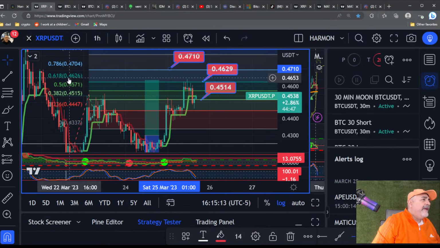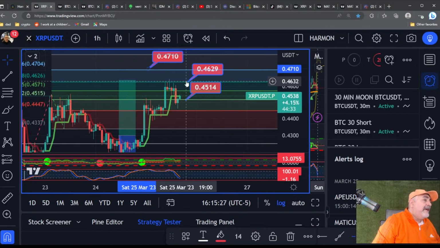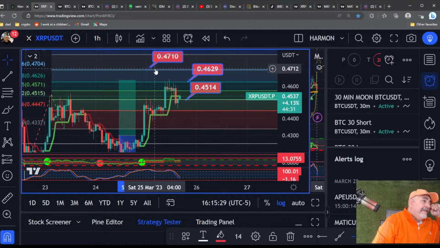Target one is 618. You guys see the 618 right here, Fibonacci line, 618. That's your very first target, 46.29. That's where we're looking to take profits the first time we push up to that level right there. And then once it breaks that, we're looking to get to 47.10.